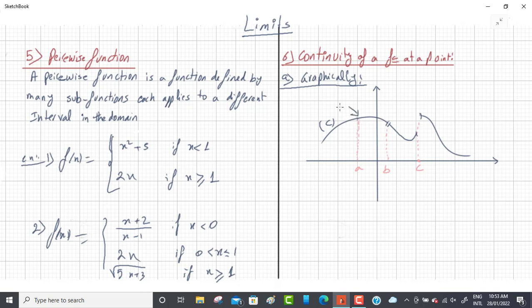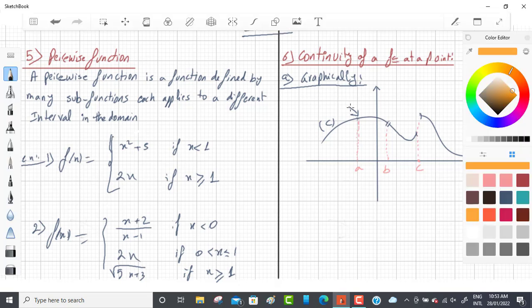So you can say that the function f is continuous at x equals a. But at the point B, you have a hole. The curve does cut at B. Also at C, you have what we call a jump. The curve also cuts at C. So at x equals B and at x equals C, f is not continuous.